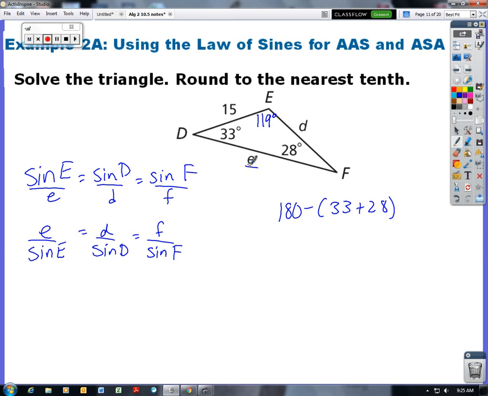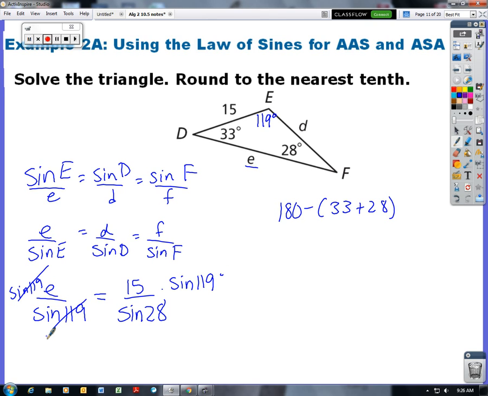I need to find E, so I'm going to have E over the sine of the angle opposite E, which is 119, equals, and then let's use 15, because it's given. Then 15 will be over the sine of 28. Do not use all three of those ratios, you only need two of them. To solve for E, we simply multiply both sides by the sine of 119. See, it makes it really easy to solve when my unknown is in the numerator. So I'm going to have 15 times the sine of 119 divided by the sine of 28, and I'll go ahead and do that on the calculator.